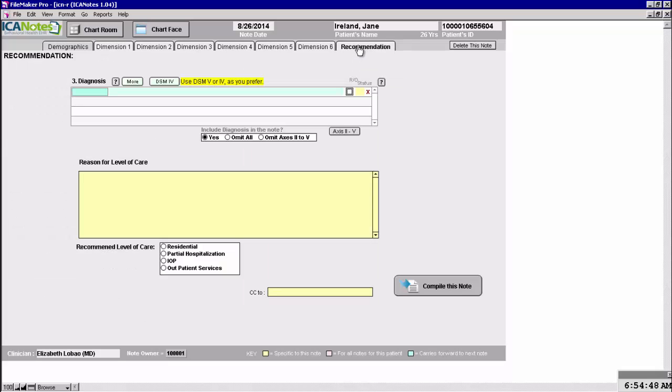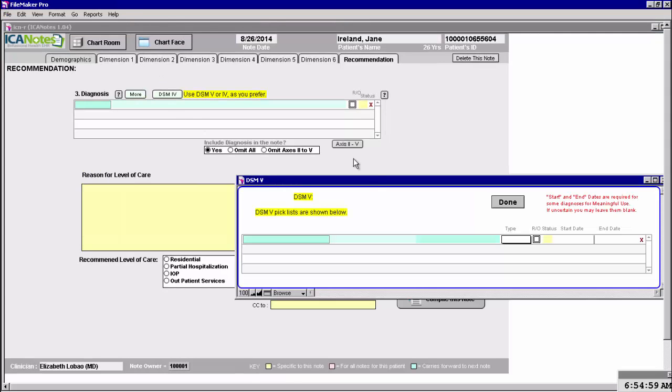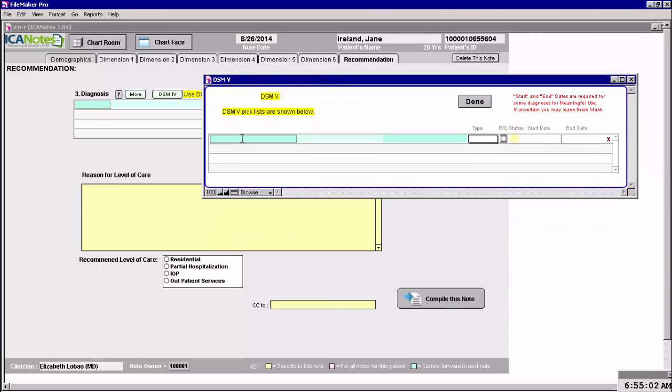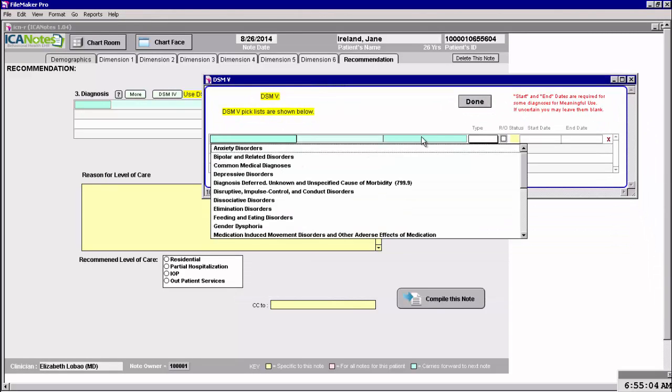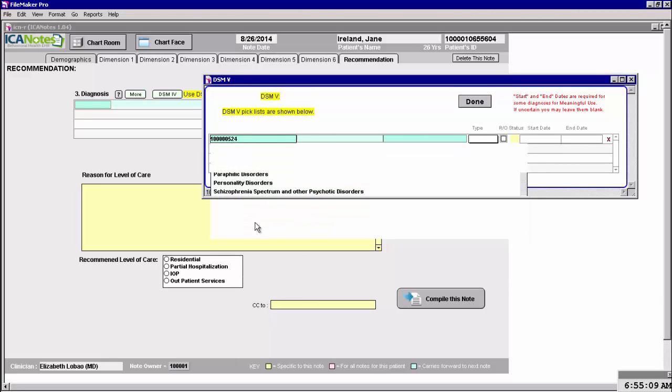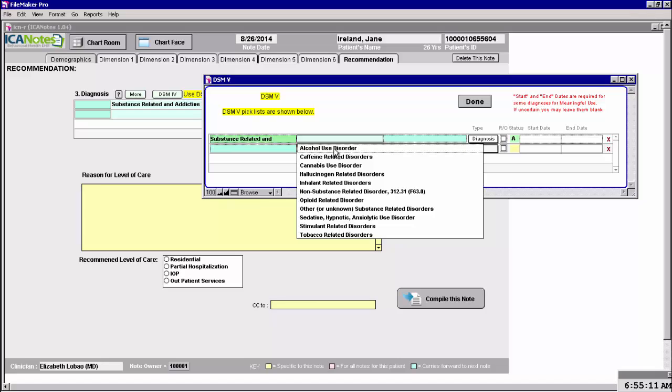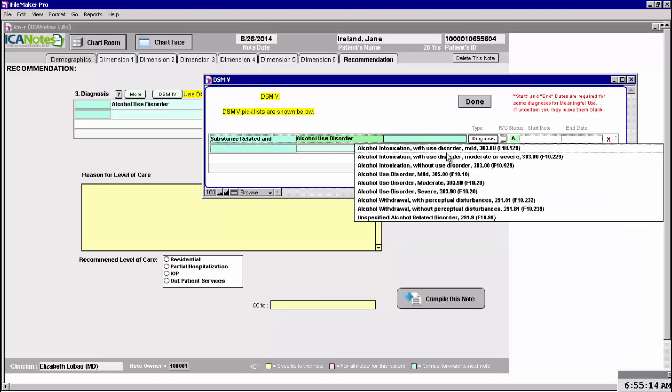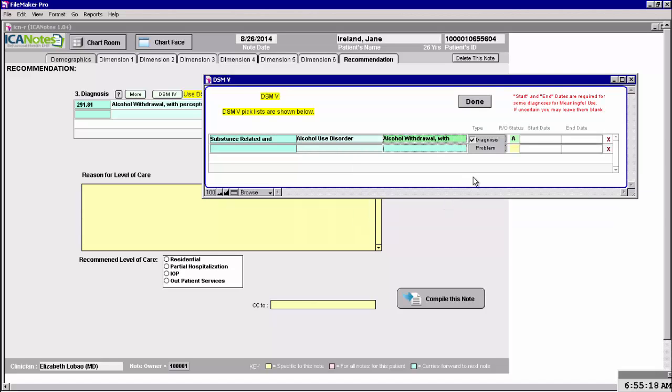Under recommendations, the first thing you can put in is your diagnosis. If you know your diagnostic number, you can type it in. Your diagnosis will print out right here. I'm going to go right into DSM-5, which is set up in here by default. And I'm looking for substance abuse. We're going to work left to right across these fields. I'm going to scroll down here. Substance-related and addictive disorders. I'm going to say this is an alcohol use disorder and alcohol withdrawal with perceptual disturbances. It's an active diagnosis right now. We're going to click done.